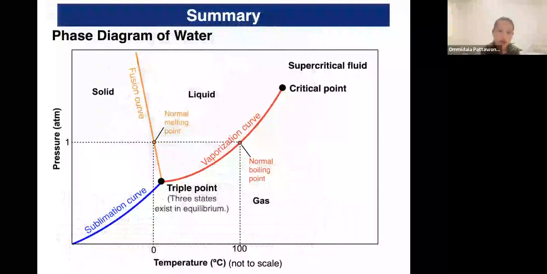In this video, we learned about the phase diagram, especially of water, and we also looked at the application of the supercritical fluid of carbon dioxide.